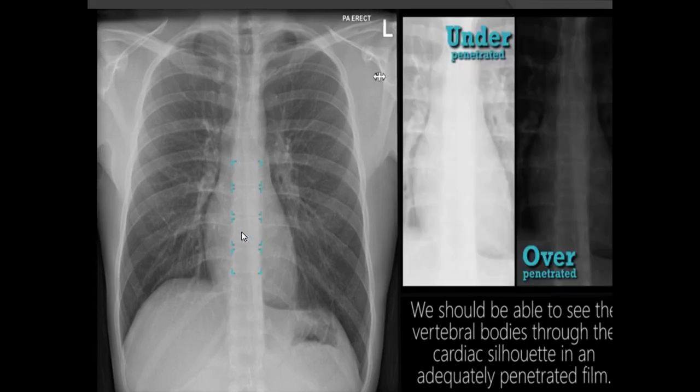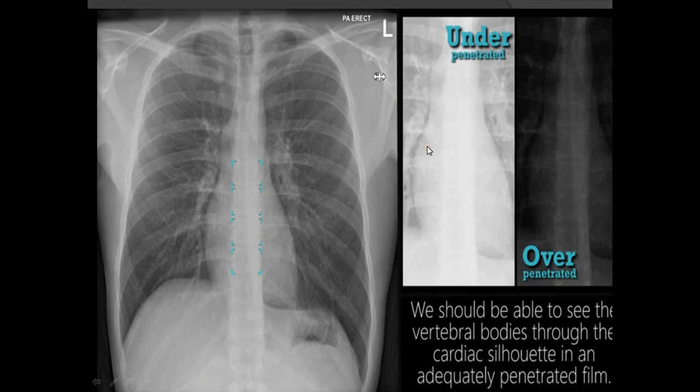So what is under and over penetration? Basically, when you are giving the factors, the mAs and kVp, these are the X-ray factors, the current which you are giving through the X-ray tube. When you are giving these factors in a very lesser amount, let's assume you are giving in an obese patient the same amount which you are giving in a lean patient, like 60 kVp or 30 mAs, what happens is you may get this kind of picture.